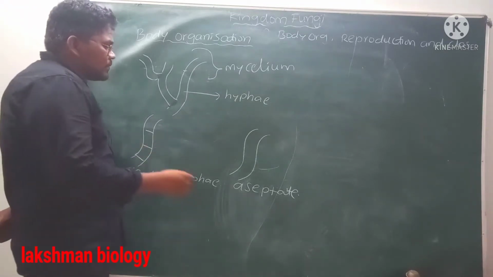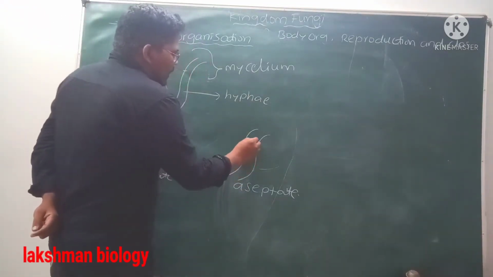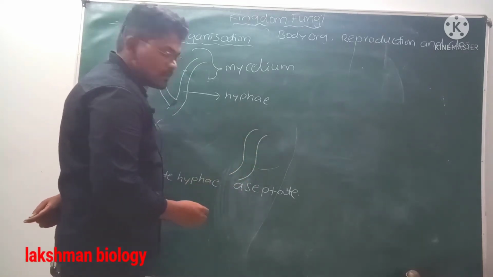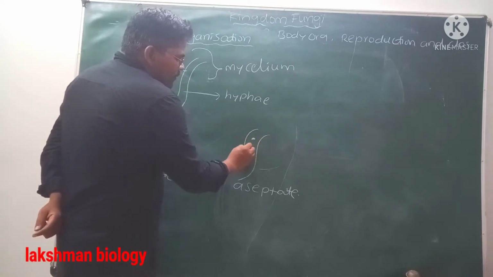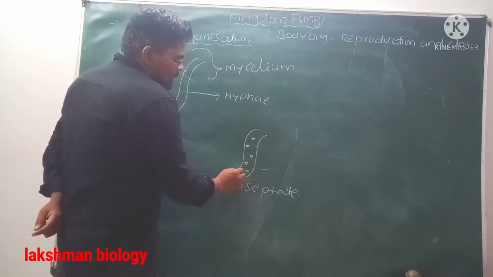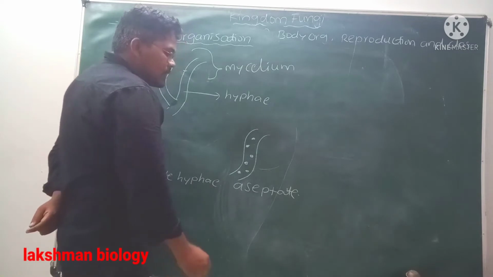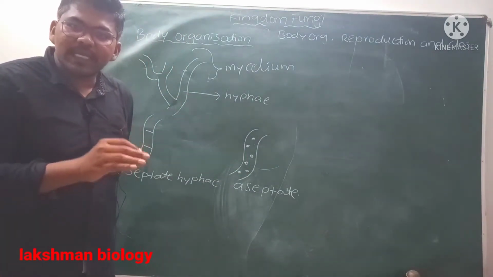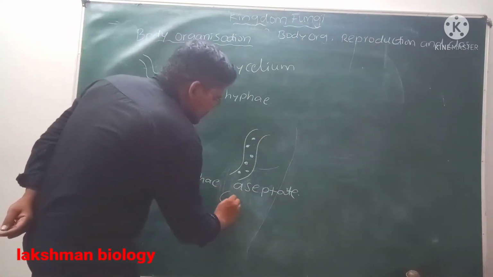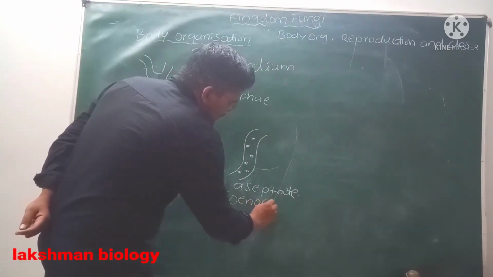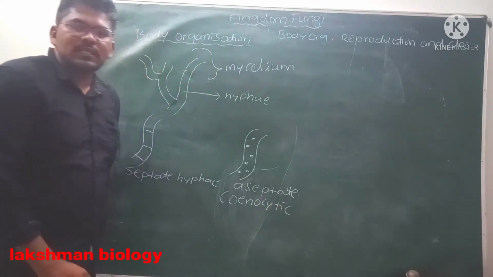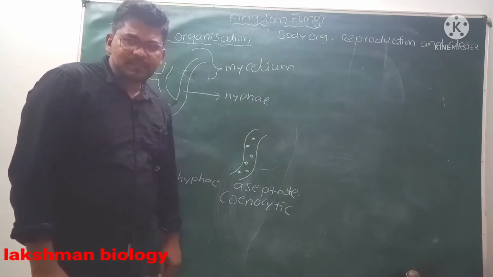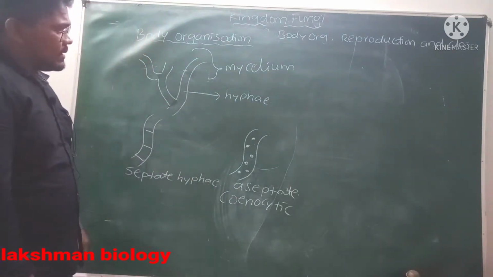In a few fungi, the filamentous structure or hyphae which does not contain cross walls contains a lot of nuclei inside it. Multinucleate condition you can see. When the aseptate hyphae contain a lot of nuclei in its cytoplasm, then that is called cenocytic hyphae. That is about the body organization of fungi.